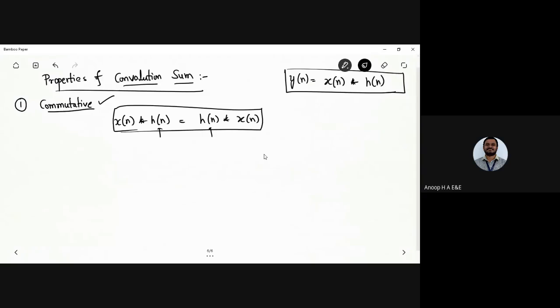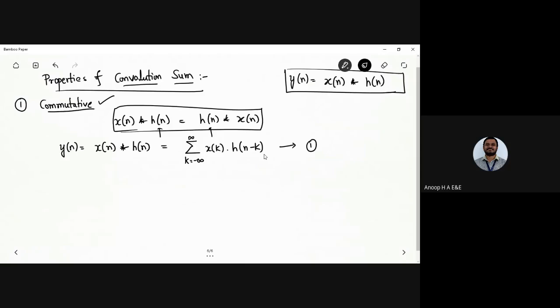Let's go step by step. y of n is the output of an LTI system, that is x of n convolved with h of n. How can I write it? Sigma k equals minus infinity to plus infinity x of k h of n minus k. So this is how I can write it. Let me mark it as equation 1.